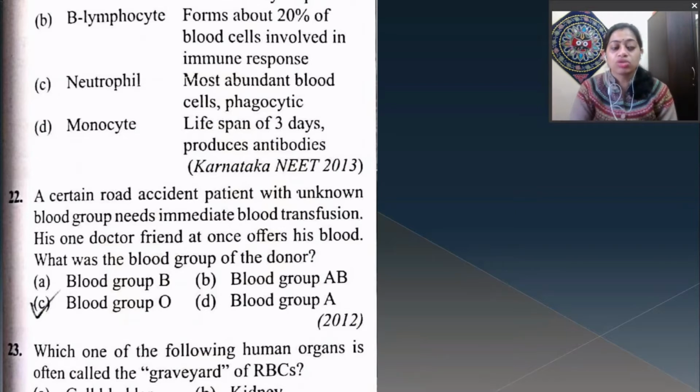His one doctor friend at once offers his blood. What was the blood group of the donor? Donor का blood group क्या होगा? वो universal donor होगा, obviously क्योंकि उनका blood group हमें पता नहीं है, so the right option will be blood group O. Now, which of the following human organ is often called as graveyard of RBC?